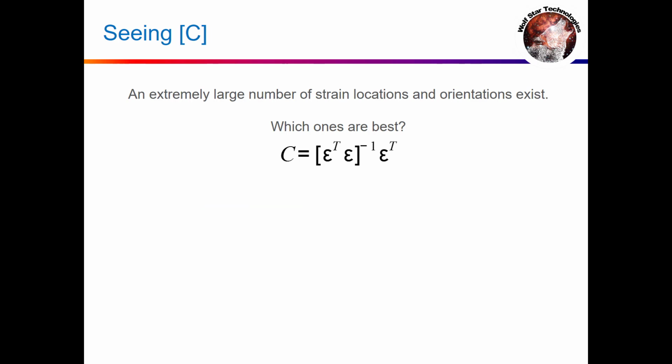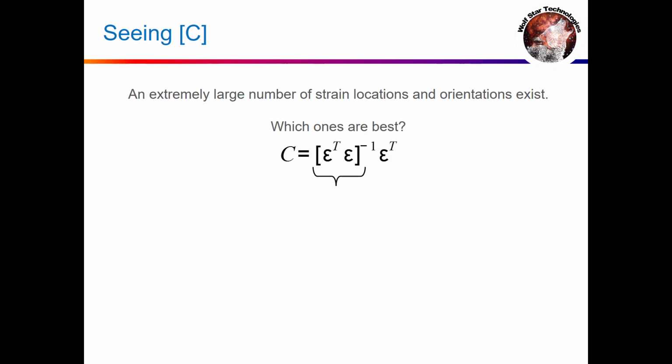So we've got a nice equation here for C, and now we've got to figure out where to lay strain gauges. We have an infinite number of places to lay strain gauges, so which ones are best? What we recognize here is that there's an inverse in this relationship. And inverses can be very poorly behaved, but that's not what we want. We want a well-behaved inverse.